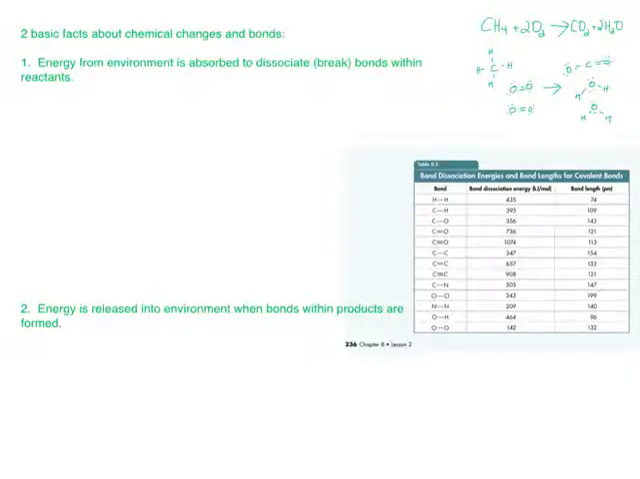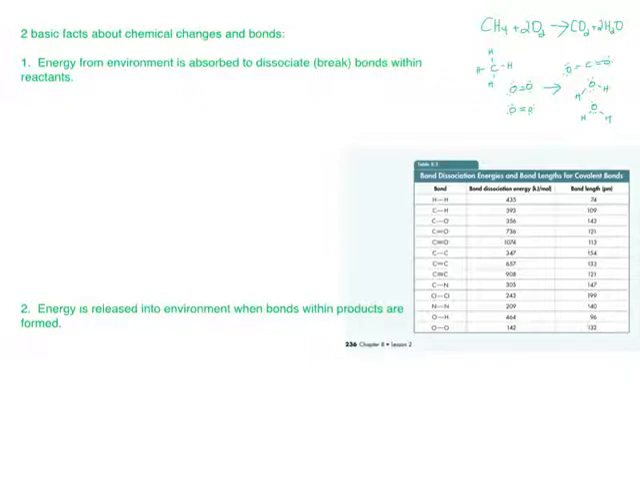Well, it turns out that when bonds are broken or dissociated, energy from the environment is absorbed, meaning energy must be spent to break those things up. Just like breaking a window or breaking a piece of ice requires energy from some external force. Now, to form new substances, you have to form new bonds, and that does the opposite with energy. It releases it into the environment.